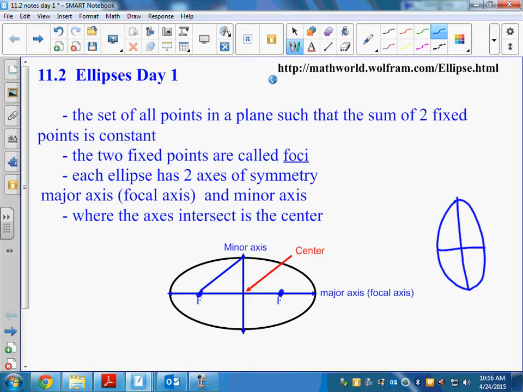And then this is called the center. They call the vertices the points of the major axis, like the endpoints here. You want to label those V for vertices. But I think on the next slide I have a bunch of other stuff listed out for you.